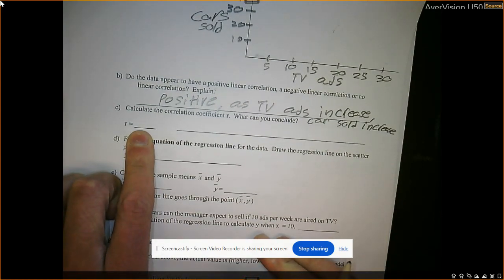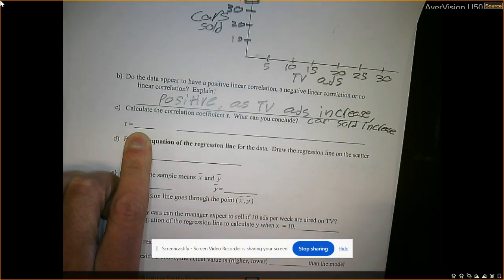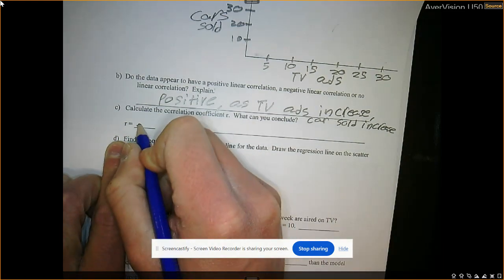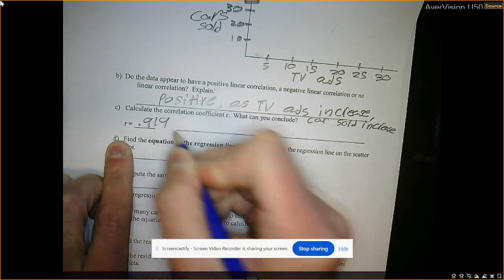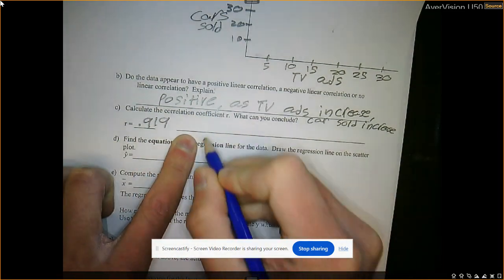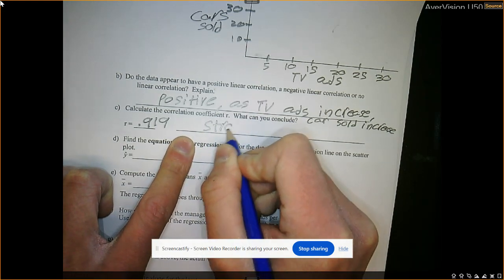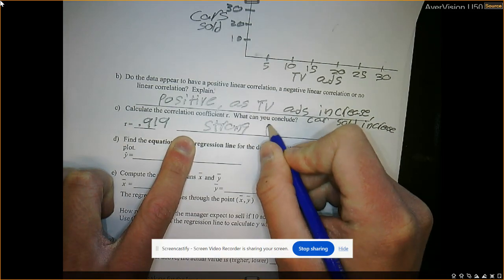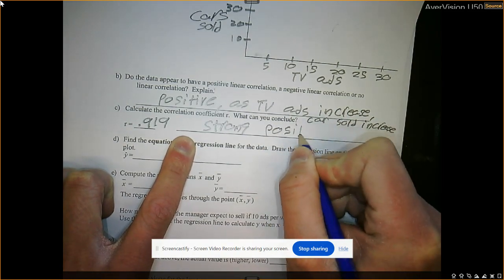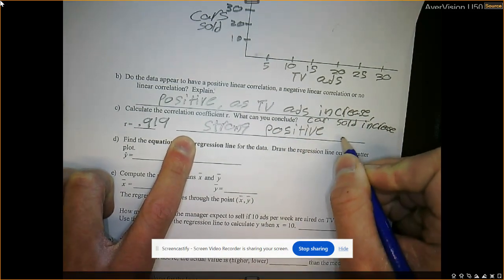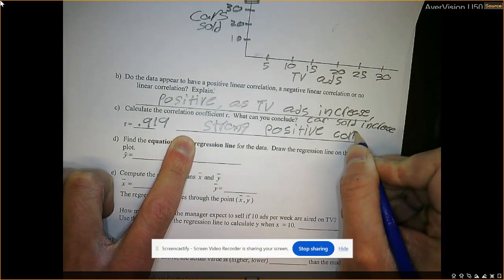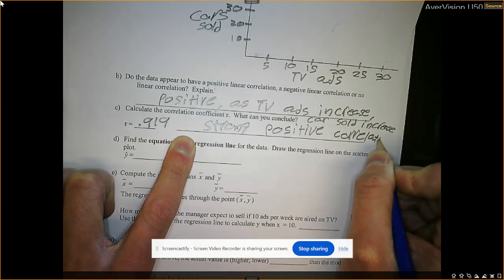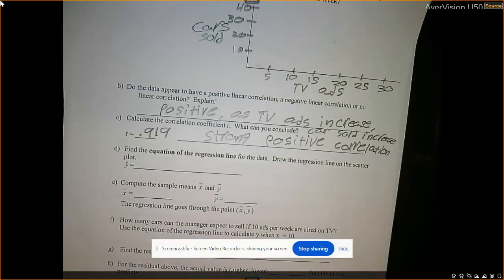Okay, when we put all this in, our R is 0.919. My calculator is straight up telling me that. And you saw it in your scatter plot when you graphed it. I didn't do it because I trust you can plot points, but that R confirms that yep, there is a strong positive correlation or association. That's what that 0.919 means.